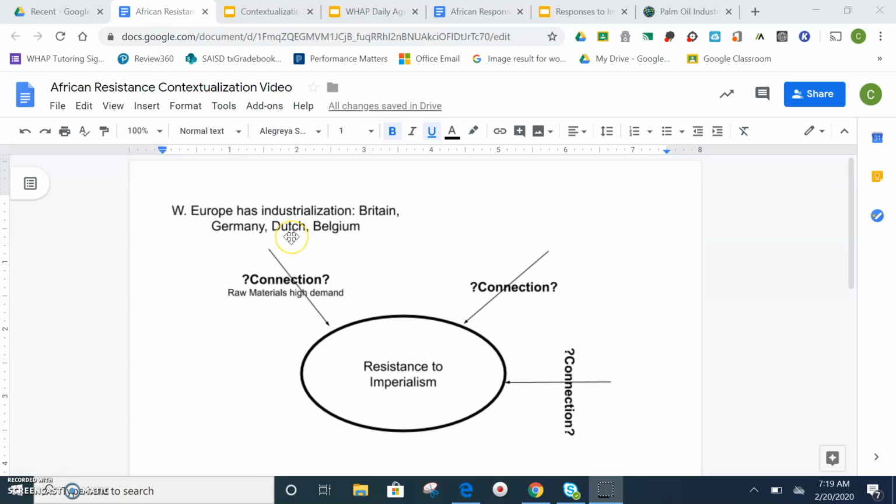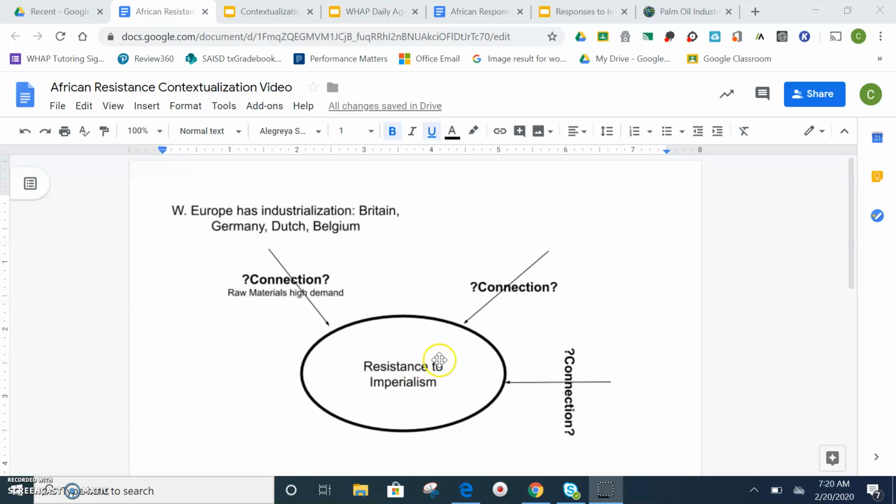So it's what's going on before the event in the prompt that's led up to it. It could also be something that's going on in other parts of the world that are connecting to the prompt. That could also be contextualization. So it could be before, during, right? Or even immediately afterwards could also be contextualization.